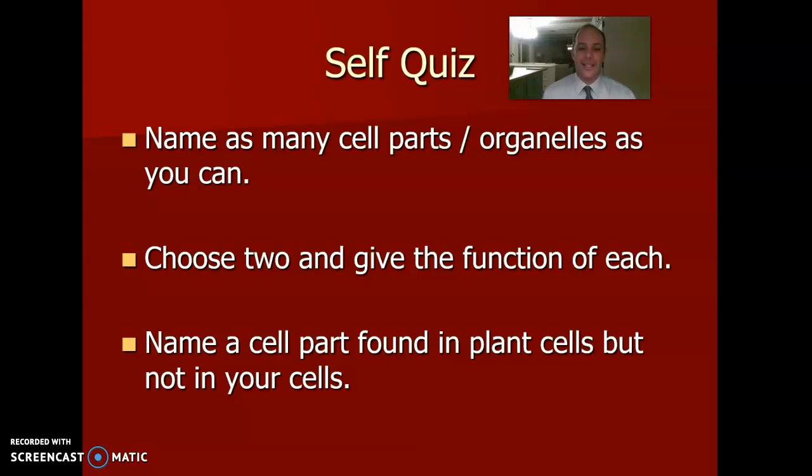Doesn't matter to me. Name a cell part found in a plant but not in animal cells. All right? Let me know if you got any questions. We'll be talking about this in class.